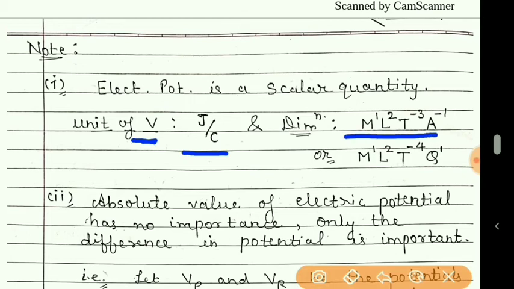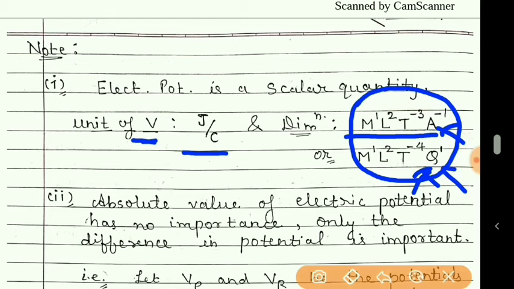Dimension in terms of ampere or in terms of charge. Now as I said, you can easily obtain the unit or the dimension if you know the formula. Now how this dimension is obtained in terms of ampere as well as in terms of charge, that is your self work. I hope you will be able to do this. If you are not able to do this, then you can definitely ask me.